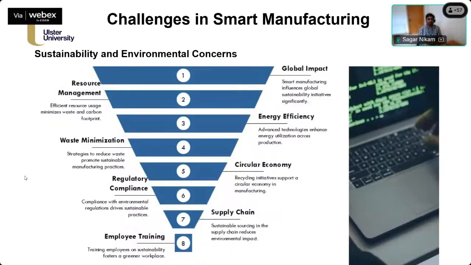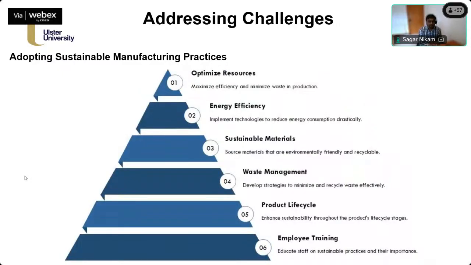Obviously, when we make a particular process smarter, it can minimize carbon footprints, so we need to consider that aspect as well. Energy efficiency is the third most benefited part. Then there are waste minimization, circular economy, regulatory compliance, the supply chain, and the last part, employee training. All of this is part of the challenges in sustainability and environmental concern.